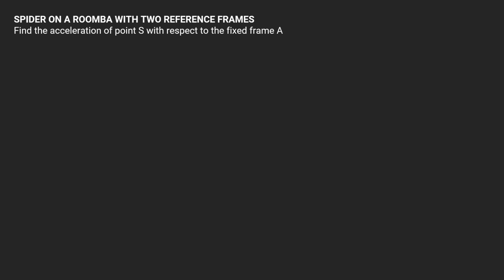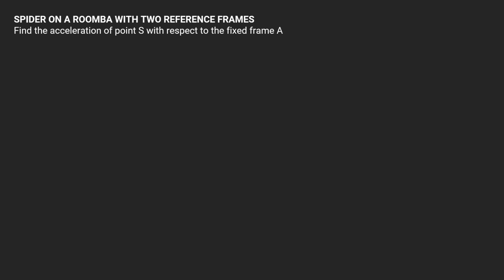So now that we can describe the relative angular motion between two reference points, we're going to turn back to our example of a spider moving on a Roomba and show how at this point we can define the position vector using two reference frames. However, we run into a bit of a snag when it comes to taking the velocity.